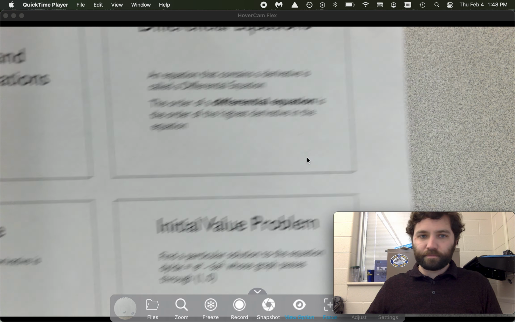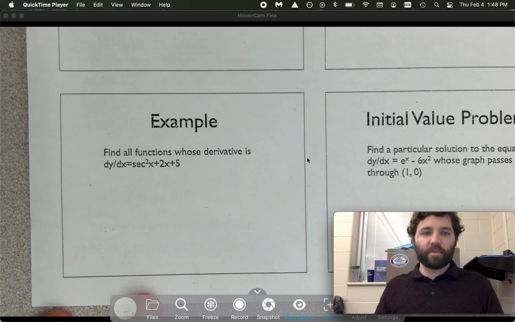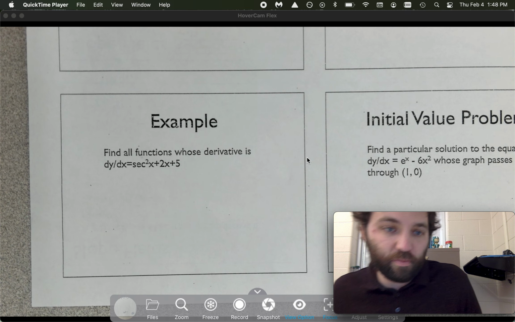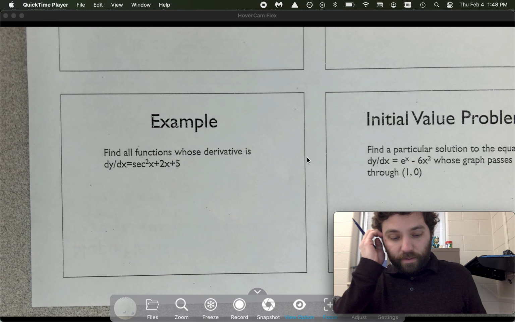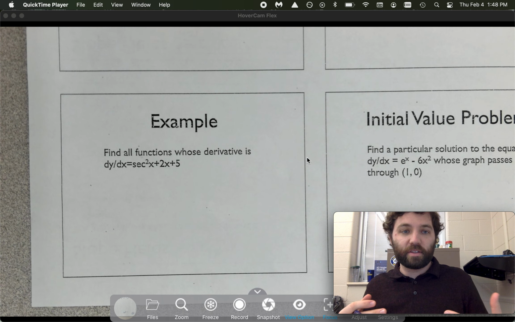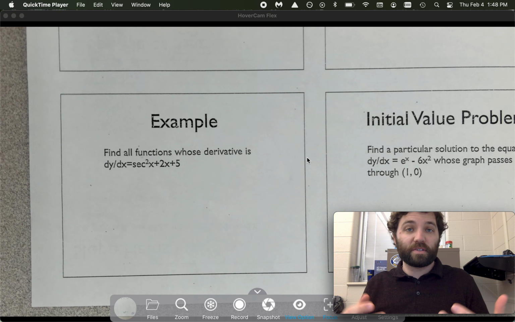And in this one, we're going to find all the functions whose derivative is secant squared x plus 2x plus 5. And remember that this is really just an antiderivative problem, and we're going to solve this problem by taking the antiderivative. And we're phrasing it in this way: find all functions. Because of the plus c, it's a family of functions, right? There's actually an infinite number of functions technically that have this derivative.